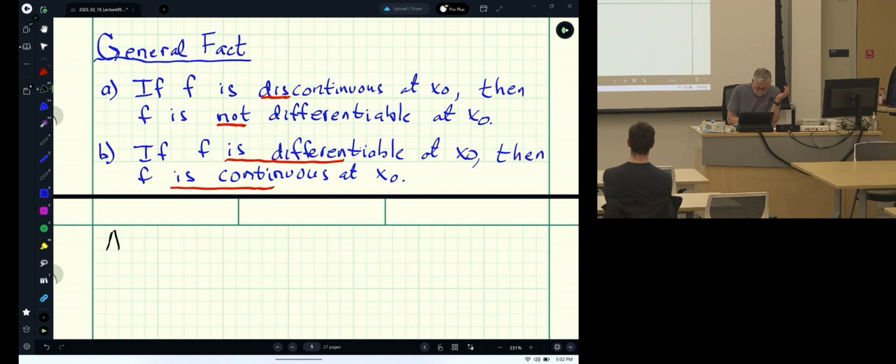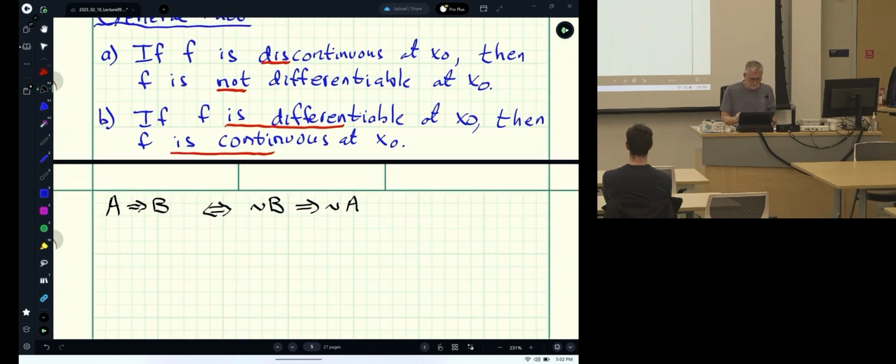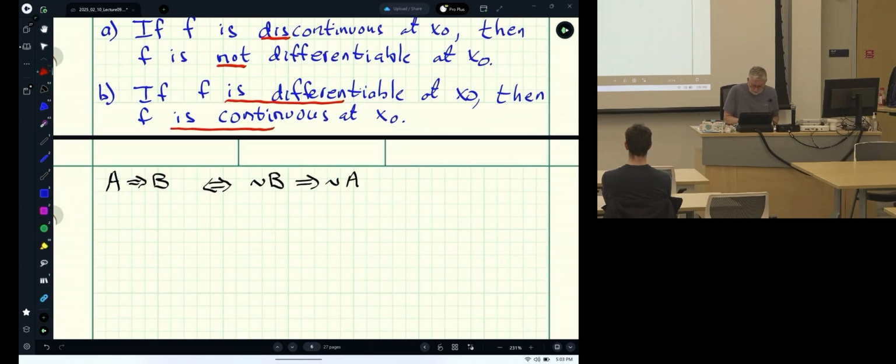You're probably familiar in logic that if you have A implies B, that is equivalent to not B implies not A. Logical negation. Yeah, I know. If you're a veteran of EECS 203, and you don't know that, you're not going to get very far in the course.